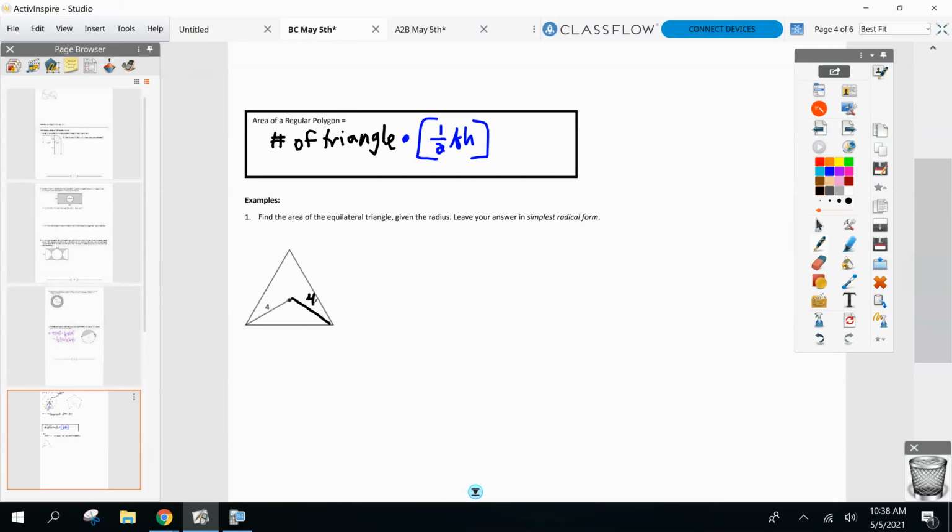Could anybody help me find what that angle is right there? Can I get your help? How can I find that angle measure? Because I'm about to bisect it with my height. That's why I'm asking you. I'm about to bisect that angle with my height. So what's that angle that I just made, formed by the 2 radii?